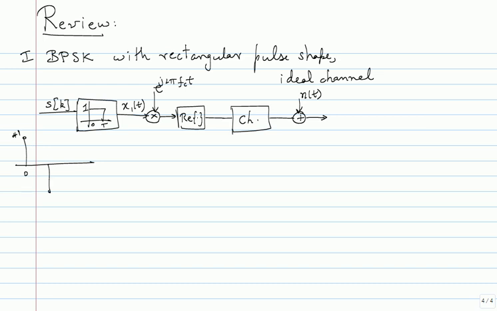At t, it is minus 1. At 2t, it is minus 1. And at 3t, it is plus 1. Okay, so I want you to draw roughly what x1 of t will be, what x2 of t will be, what r1 of t will be, and what r2 of t will be. Okay.